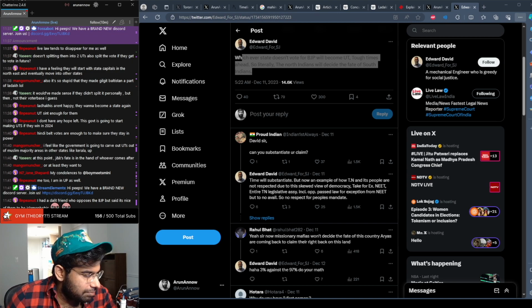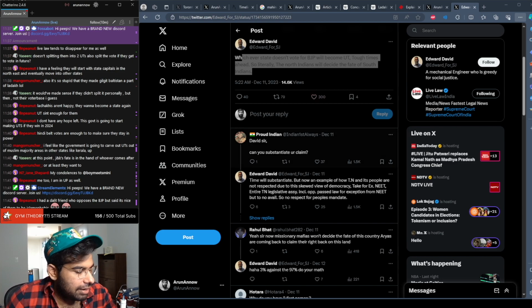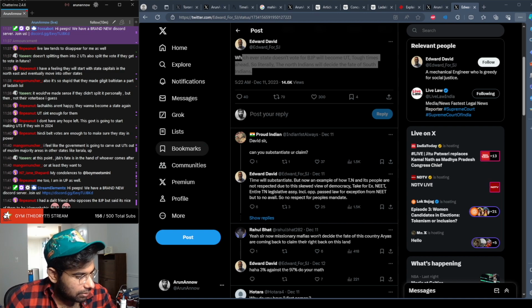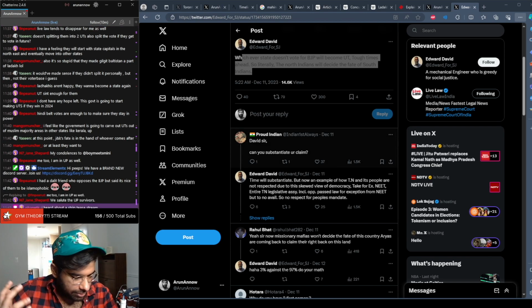Gujarat is a solid BJP state. Not only is it solid, it is the BJP state. That's where Modi comes from. If there's one state that the BJP is allowed to grow their presence in, it's their home state, Gujarat. And Maharashtra is like, Gujarat is never going to vote for anyone but the BJP. Gujarat is permanently brain poisoned.